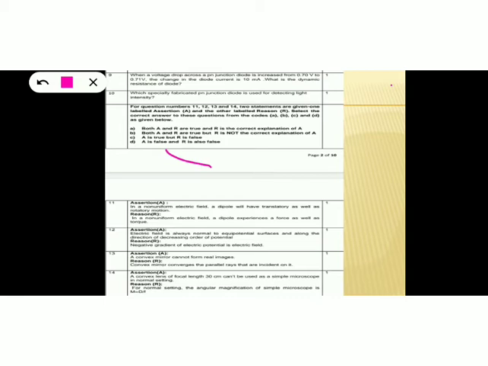Okay, so let's move on to the 11th one. What is the assertion part? Assertion part is: in a non-uniform electric field, a dipole will have a translatory as well as rotatory motion. You know, it's true. If it is a non-uniform electric field, a dipole will execute both translatory and rotatory motion. And what is the reason here? In a non-uniform electric field, a dipole experiences a force as well as a torque.